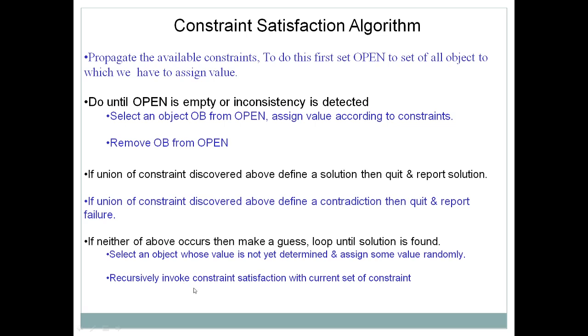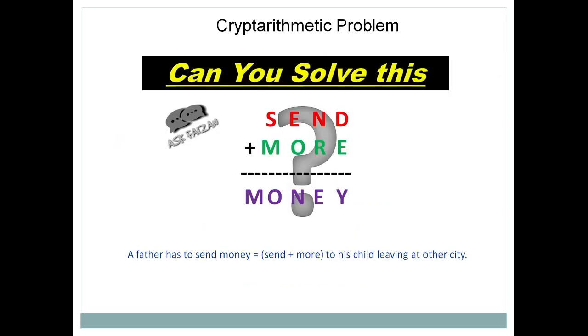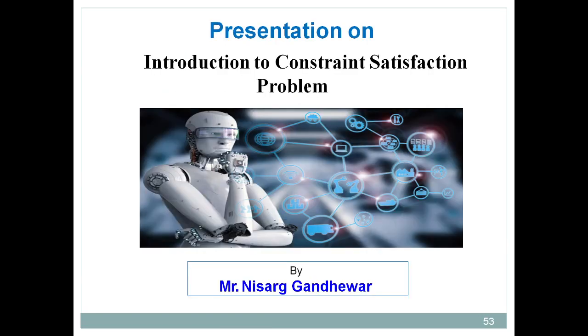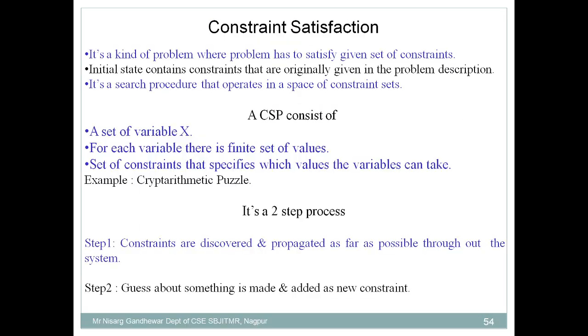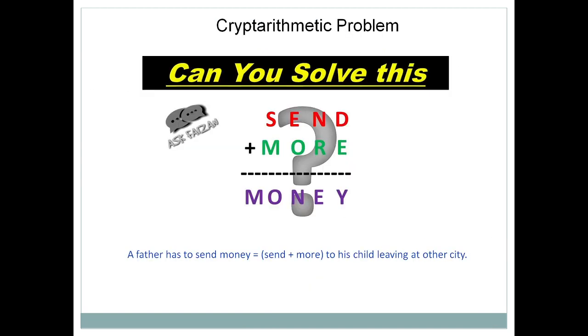Then recursively invoke constraint satisfaction with the current set of constraints. So you need to carry out the same process again and again. You randomly guess the value of a variable, and then finally you check whether it generates a proper solution which satisfies all the constraints or not. In this way you solve a constraint satisfaction problem, and we discussed the example of the cryptarithmetic problem, that is SEND plus MORE equals MONEY. I hope you understand how to solve a constraint satisfaction problem, where here we have solved the cryptarithmetic puzzle SEND plus MORE equals MONEY. Thank you.